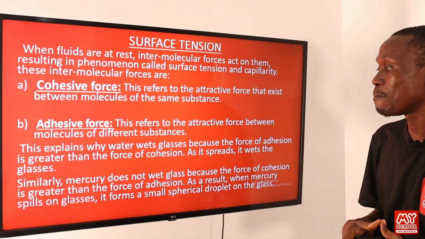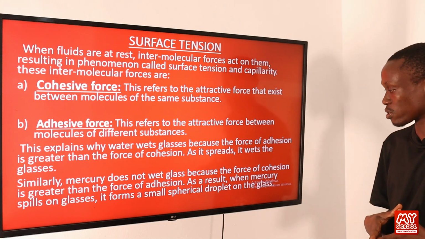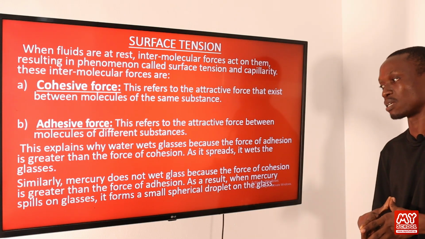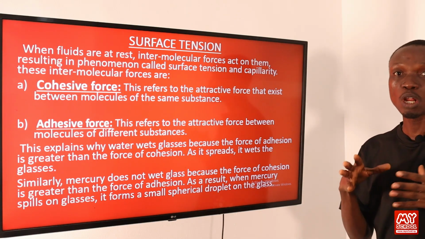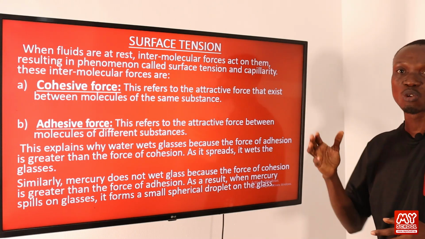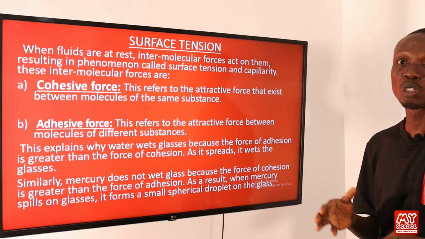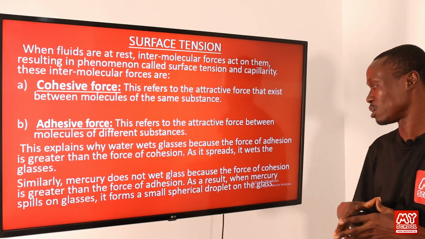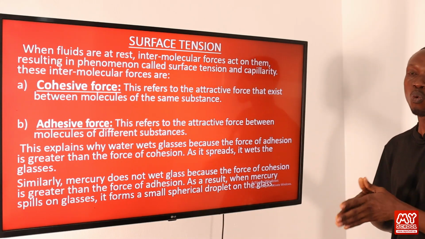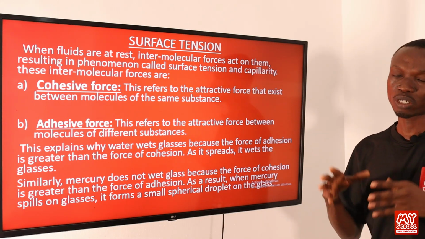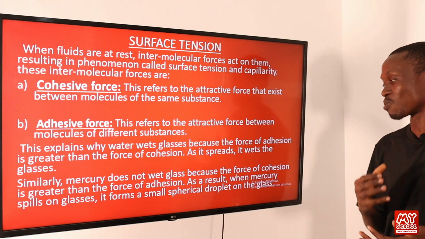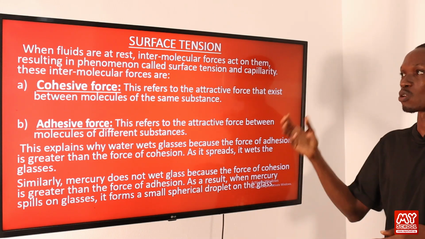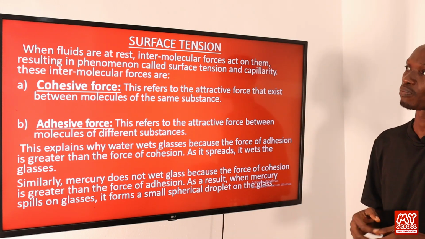Then similarly, mercury does not wet glass because the force of cohesion is greater than the force of adhesion, right? That is, the force of attraction between the molecules of the mercury is greater than the force of attraction between the molecules of the mercury and glass. So for this reason, mercury does not wet glass. When mercury spills on glass, it forms a small spherical droplet on the glass. That is all that mercury does. Okay, so let's move to the next slide.